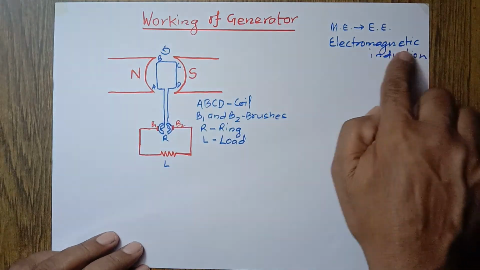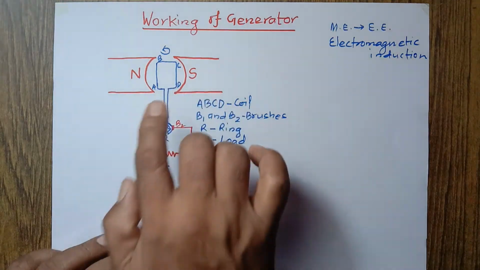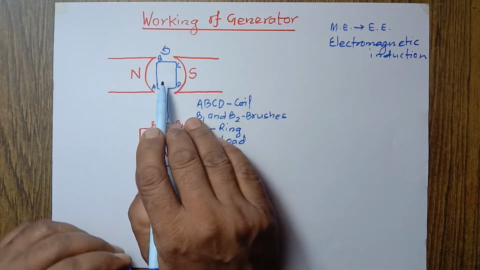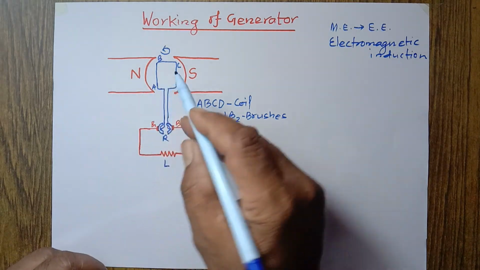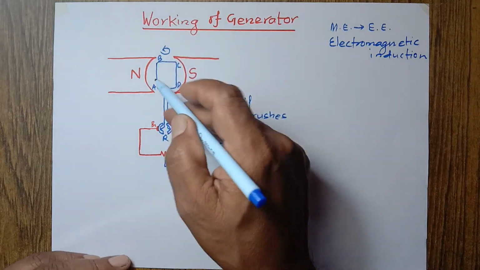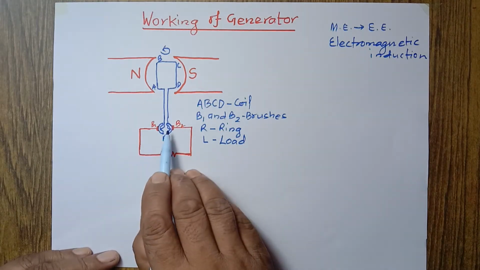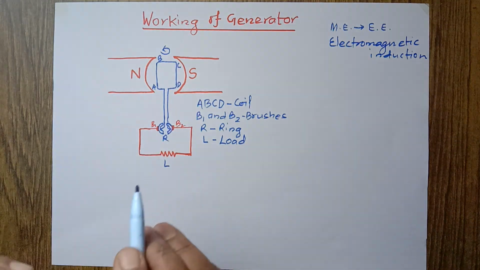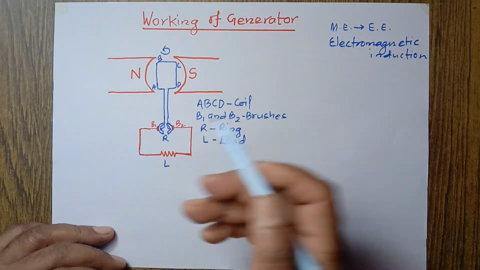According to the principle of electromagnetic induction, which was taught in the previous class, when a conductor cuts the magnetic lines of force, electric current flows in the conductor. So an electric current flows in this conductor, here the conductor is the coil, which reaches the ring, is collected by the brushes, and lastly reaches the load through the conductor. Thus a generator generates electricity.